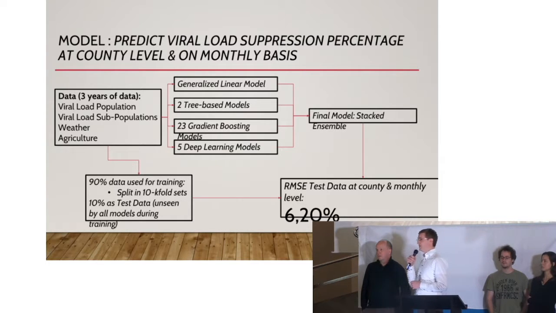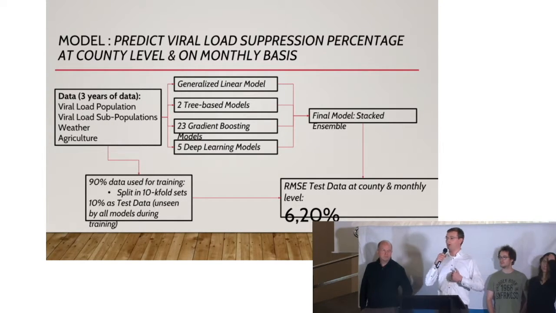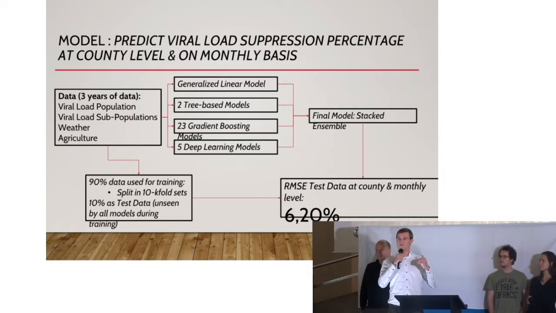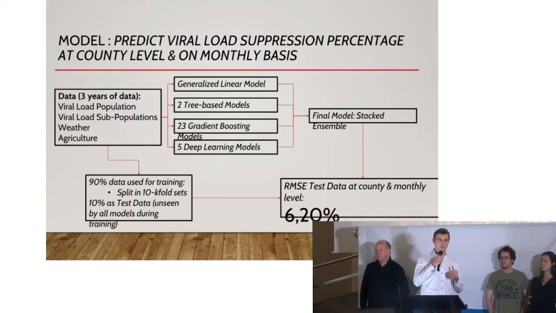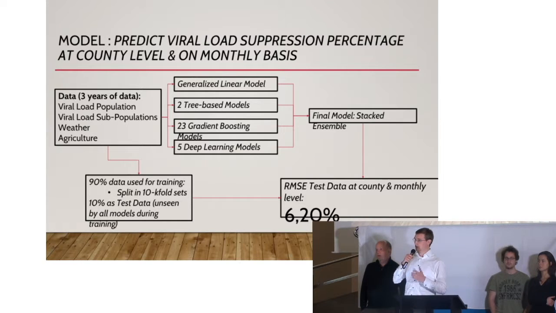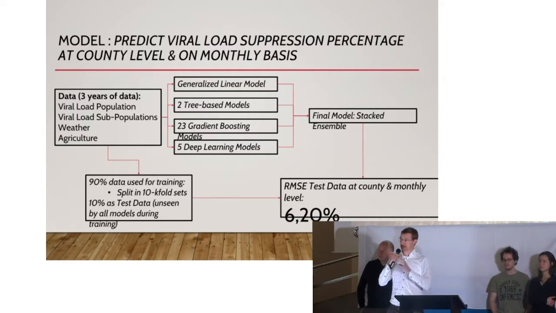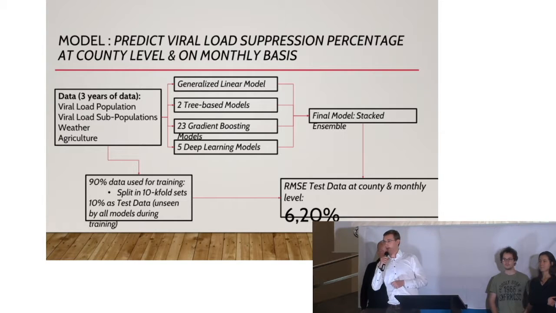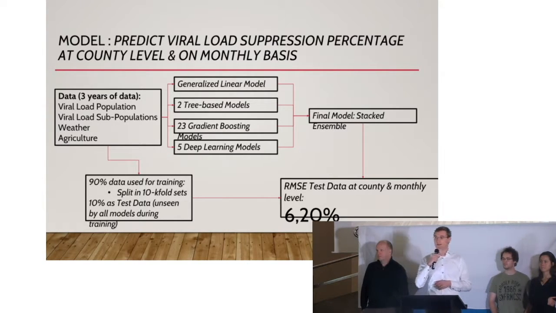If we look at the final estimation error, it's 6.2%. What we tried to predict was the suppression percentage, which is determined by viral load being below a certain threshold. We estimated the percentage of the population that falls below the threshold of 1,000, which according to the Kenyan data set means suppression of HIV. We predicted this percentage at county level, and the final model had a root mean square error of 6.2%, which is quite good. This was validated by cross-validation as well as a test data set unseen by any of the models during training.